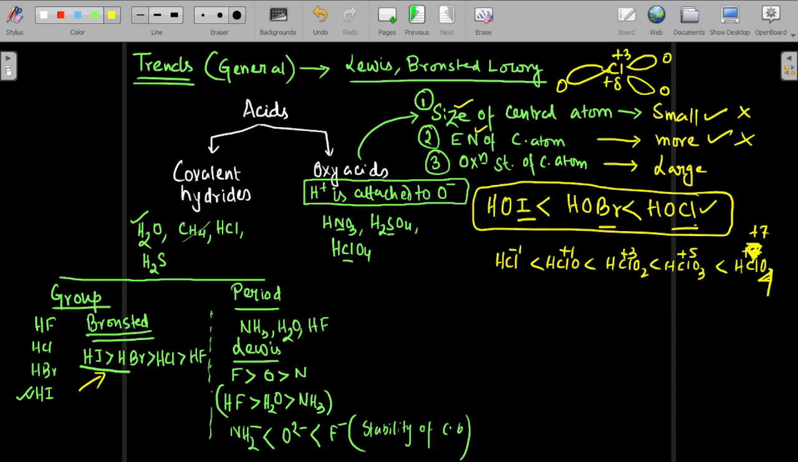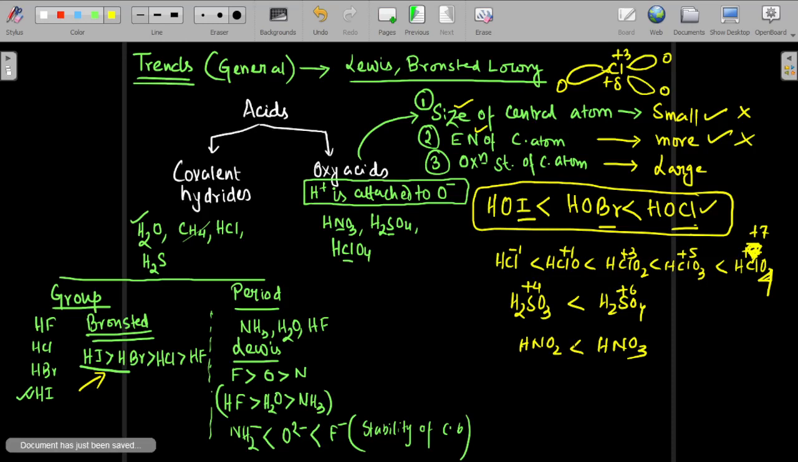Okay. So a question may come, which is a better acid, H2SO3 or H2SO4? You can see here, if you calculate the oxidation state, it will come +6. Here if you calculate the oxidation state, it will come +4. So definitely this is the better acid. You can do the same for HNO2 and HNO3. So this is based on what? This is basically based on your oxidation state.